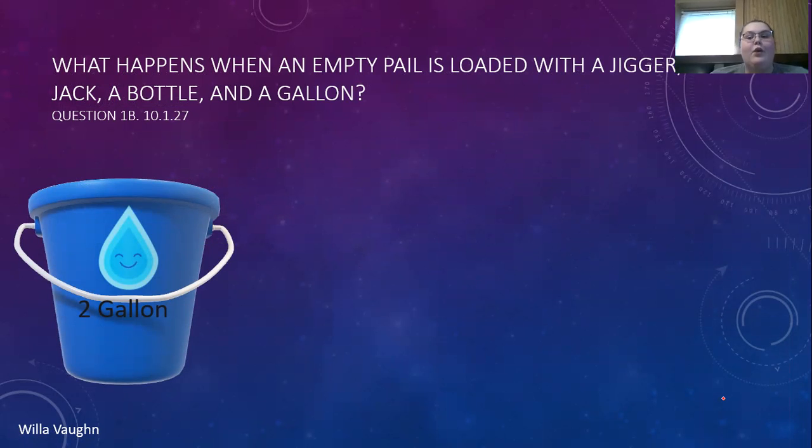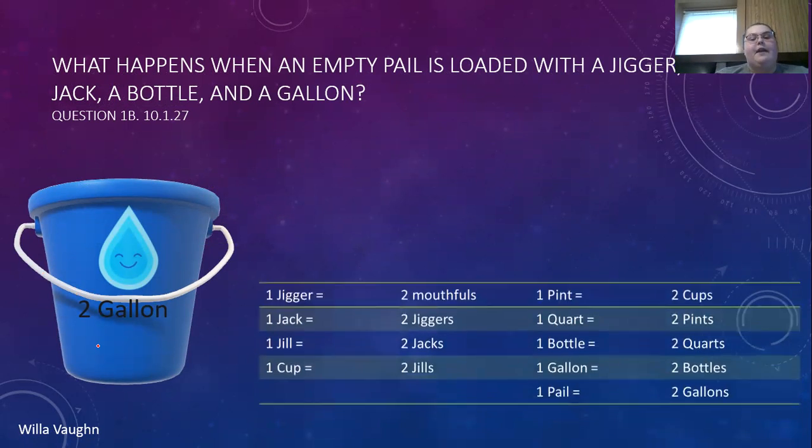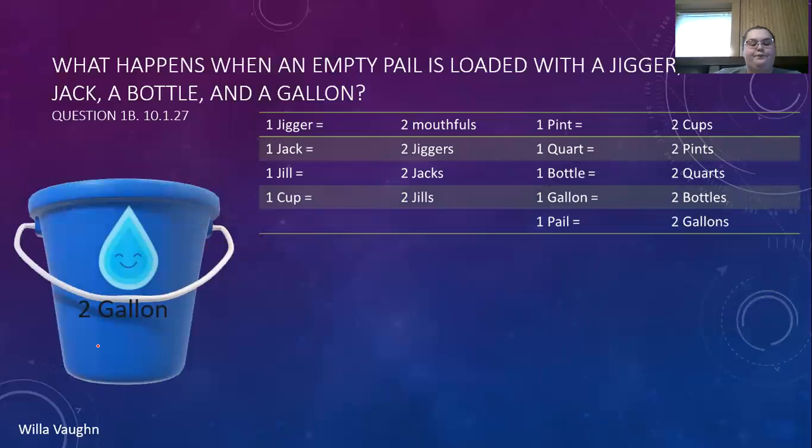All right. So question 1B. What happens when an empty pail is loaded with 1 jigger, 1 jack, 1 bottle, and 1 gallon? So you see here we have our little 2-gallon pail, and again our conversion chart just so we can look at it. So we see down here that 1 pail is going to be equal to 2 gallons. So we already have this over here. Our pail is a 2-gallon pail. And we know that we're already going to have 1 gallon added to it already. So that takes out one of our gallons. We have 1 more gallon to fill.